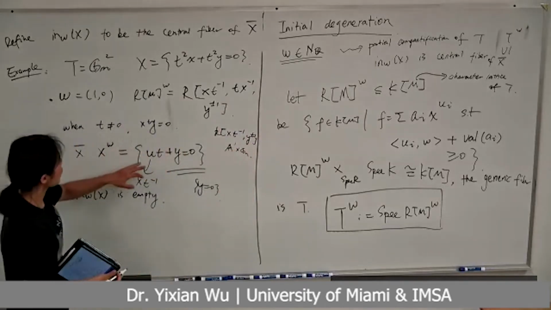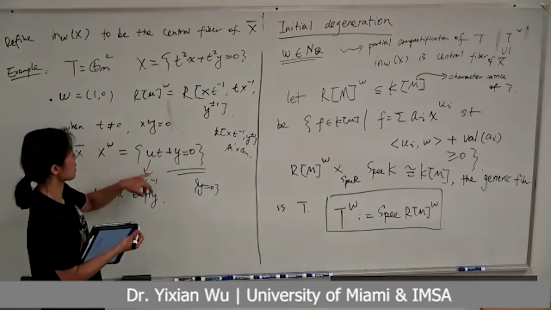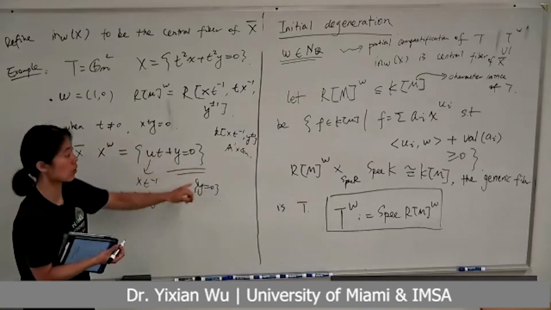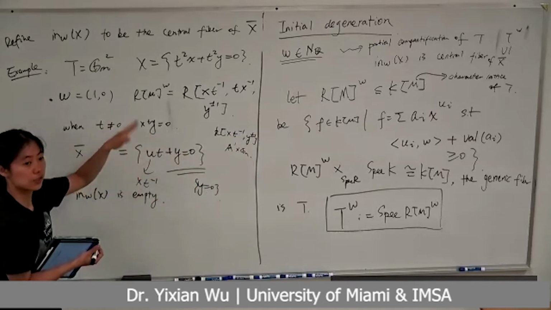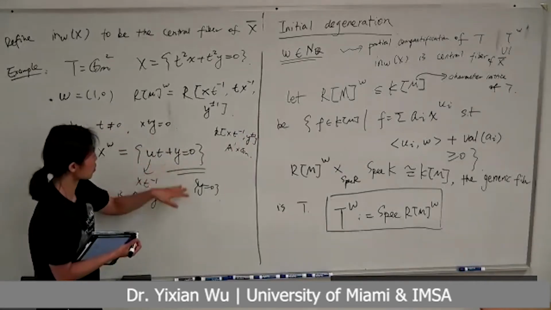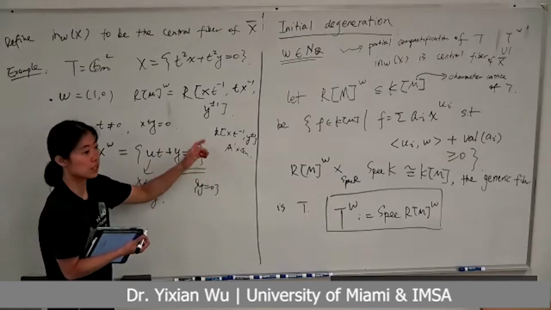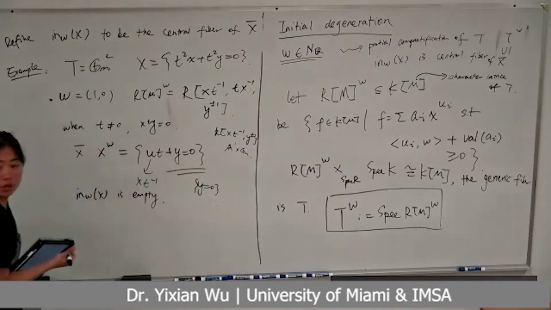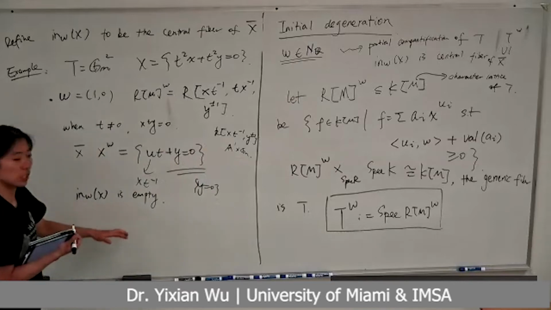If you rewrite this equation by taking the compactification, it becomes ut plus y equals 0. The t gets cancelled out because you are looking at the central fiber, where t equals 0. So the equation, if you compactify it, is y equals 0. But this limit does not exist. Exactly, that's the point. So this is an example where the initial degeneration is empty.